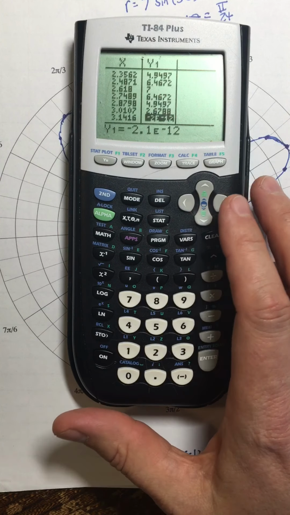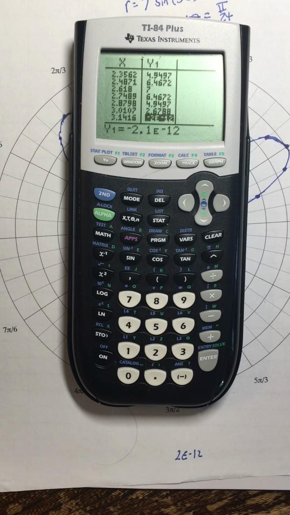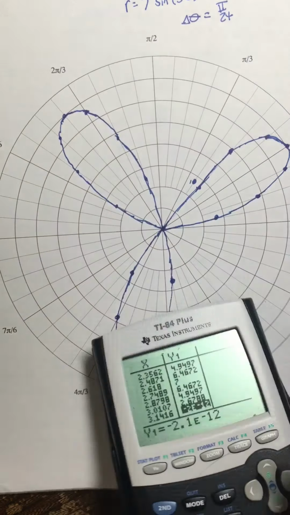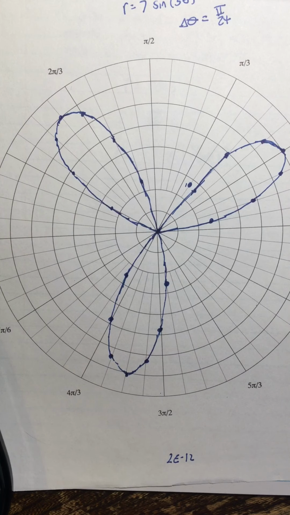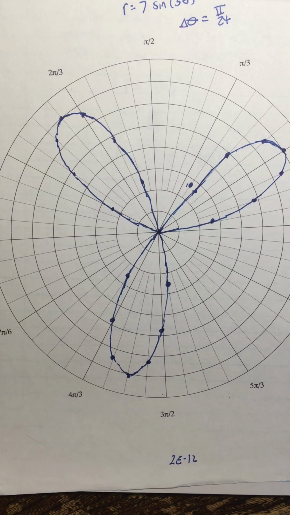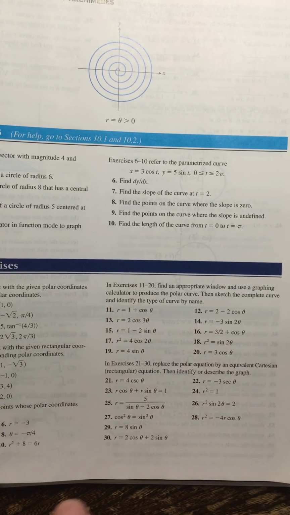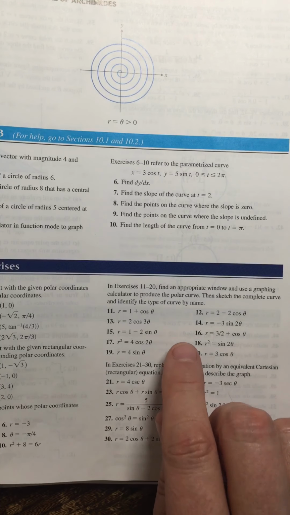Now, the next thing we're going to do is learn how to make our calculator do this whole thing. So this one you're going to turn in by hand. The next set of problems, let's get the right page here. I'll make this clear in the assignment, but when it says sketch the complete curve, find an appropriate graphing window, use a graphing calculator to produce the polar curve, then sketch the complete curve. You could just take a picture of your calculator output and include that in your assignment that you're turning in.